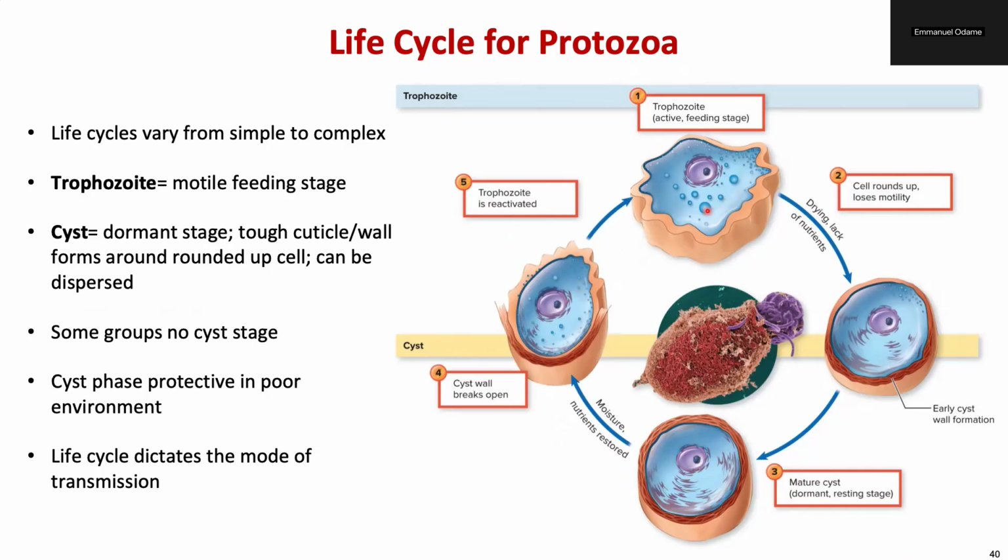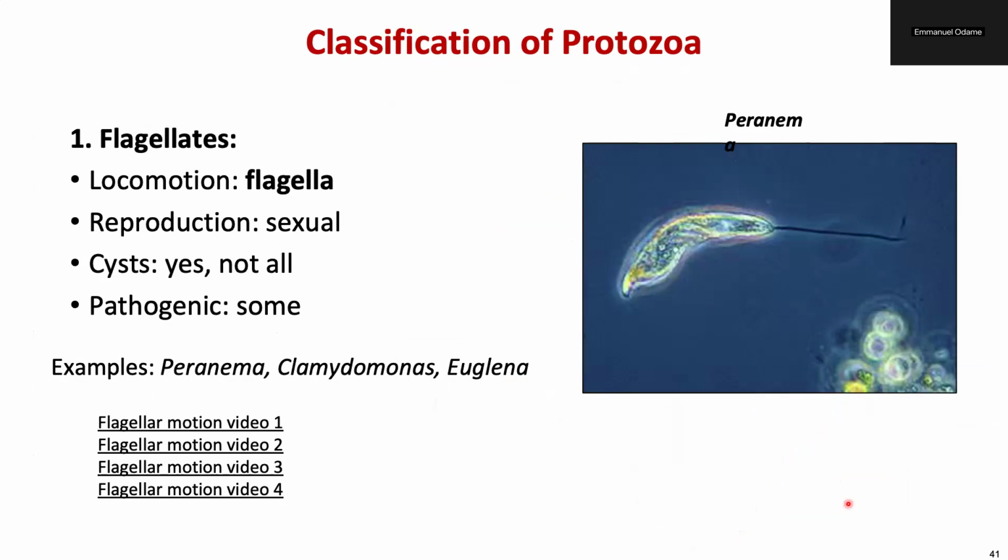However, for some groups of protozoa, their whole life cycle does not include this cyst stage. So the cyst phase is protective in poor environments and it helps them, but not all of them have this cyst stage that helps them to survive.